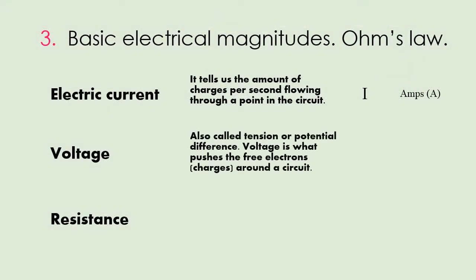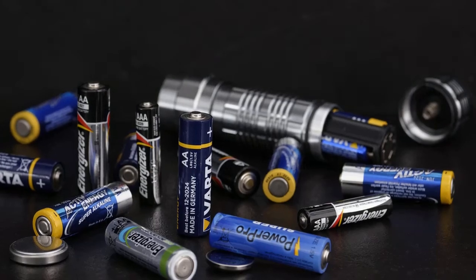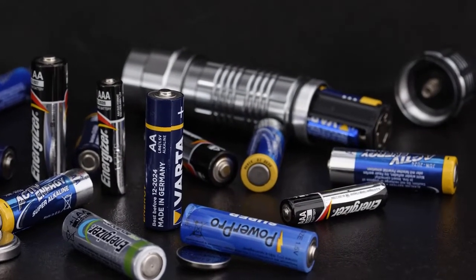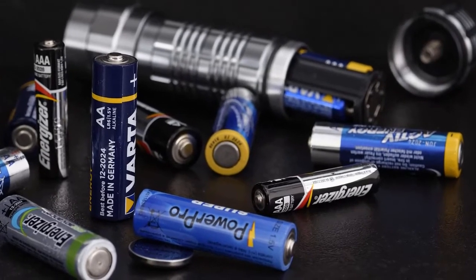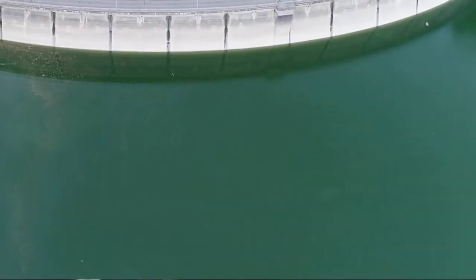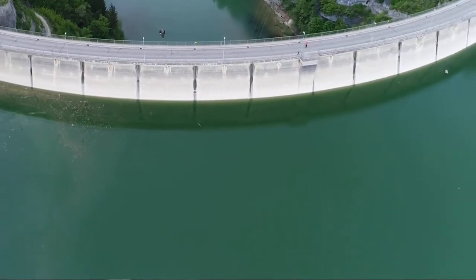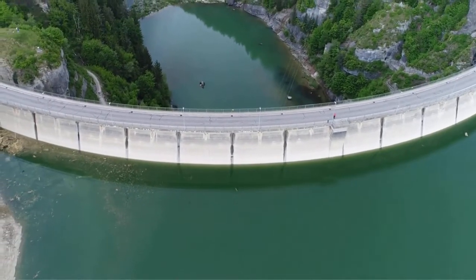Voltage, also called tension or potential difference, is the force that pushes the free electrons around a circuit. The voltage symbol is V, and the units are volts. We use batteries or other sources of voltage to push the electrons around our circuits, just as we use dams to store potential energy.